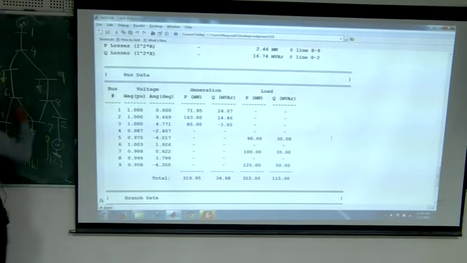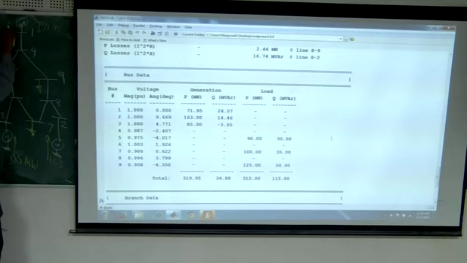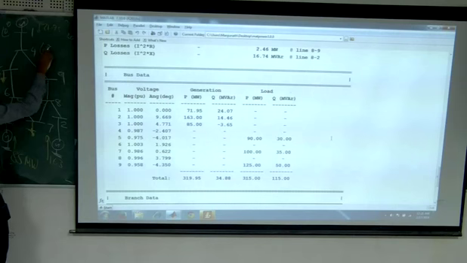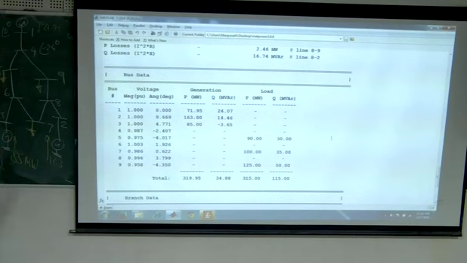So these are the angles. Since this is a slack bus, the angle here is 0. What is the angle at bus 4? Minus 2.40. What is the angle at bus 5? 1.02. What is the angle at bus 6? Plus 1.22. So that means what?